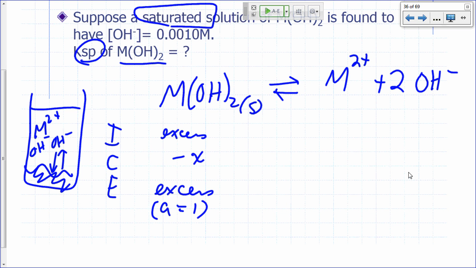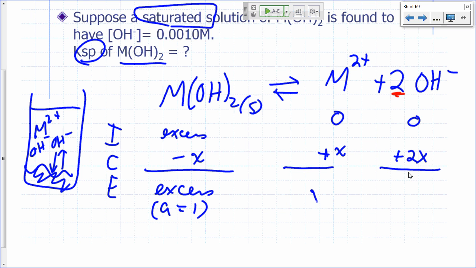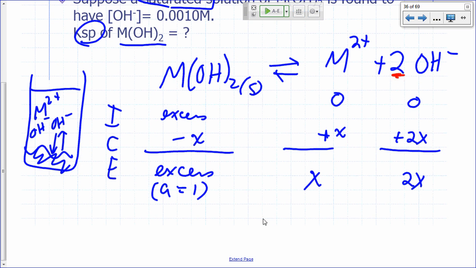But if you lose X moles of this, how much M plus 2 would you get? You get plus X moles per liter, and you start with no hydroxide. Again, we're assuming there is none, although there is some. It would be negligible. How much hydroxide would you make? It's going to be 2X, right? So plus 2X. So at equilibrium, you have X moles per liter of M plus 2 and 2X moles per liter of hydroxide. So what's our KSP expression?